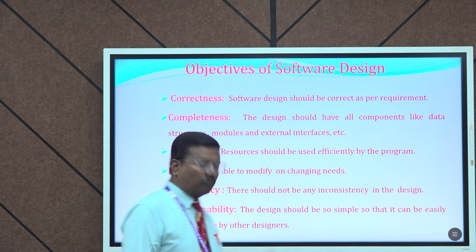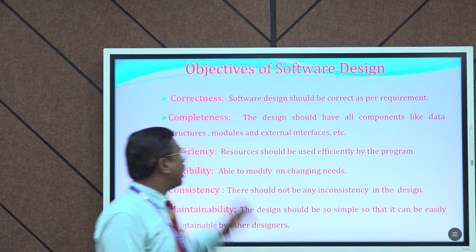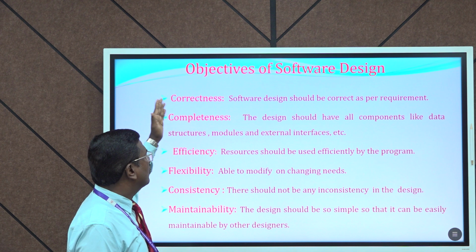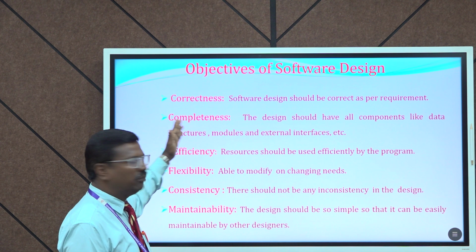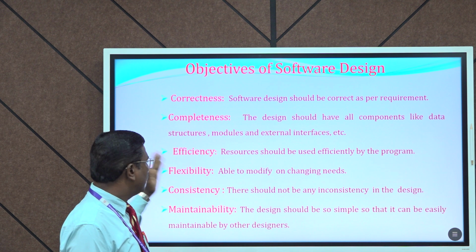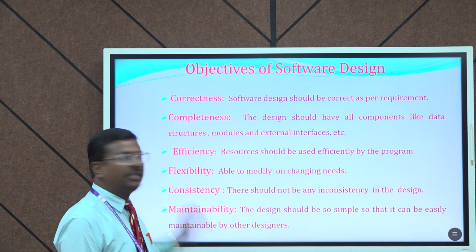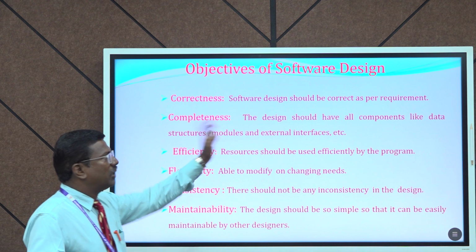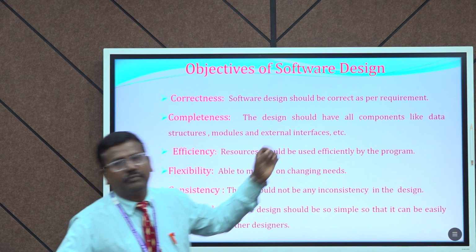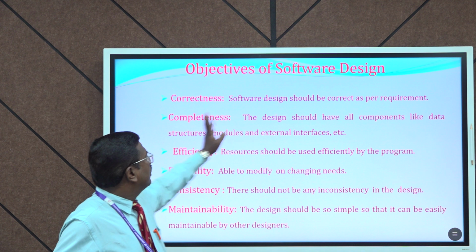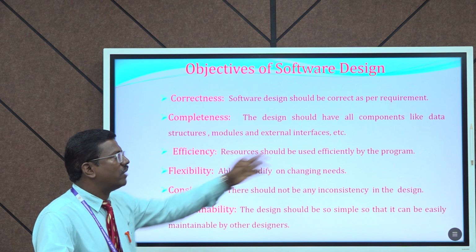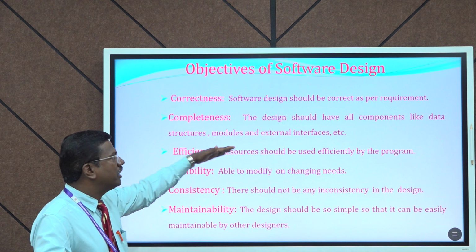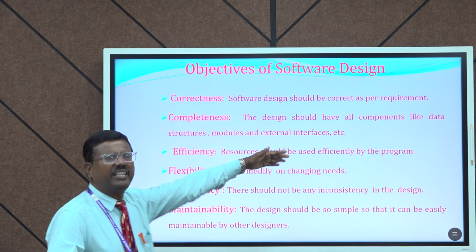While generating a good software product, we must apply these design concepts. The first is correctness, the second completeness, the third efficiency, then flexibility, consistency, and maintainability. First, correctness: your software design should be correct as per the requirements collected from the customer. Then completeness: the design should have all the components, like data structures and modules, external interfaces, and so on.